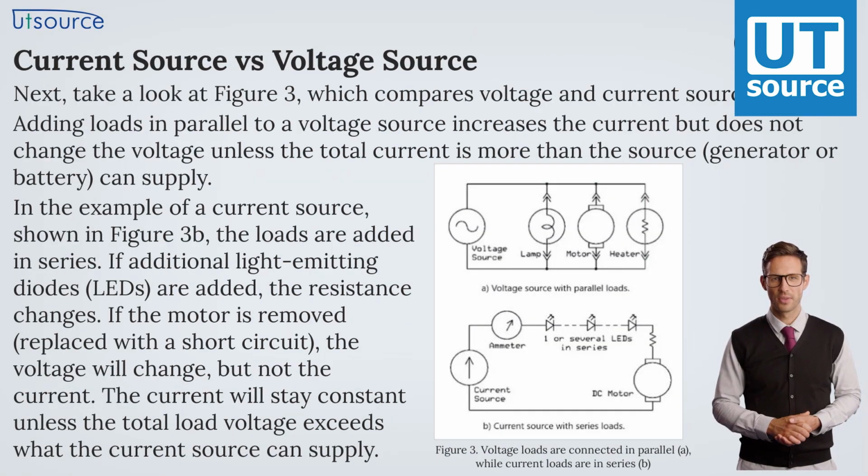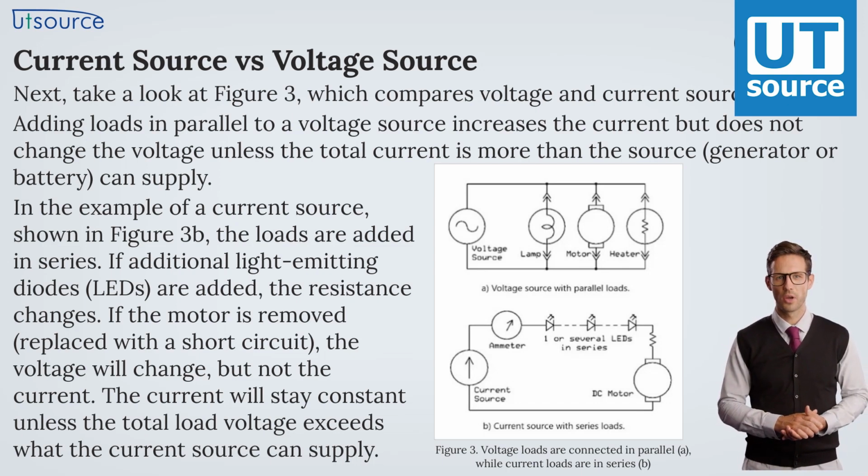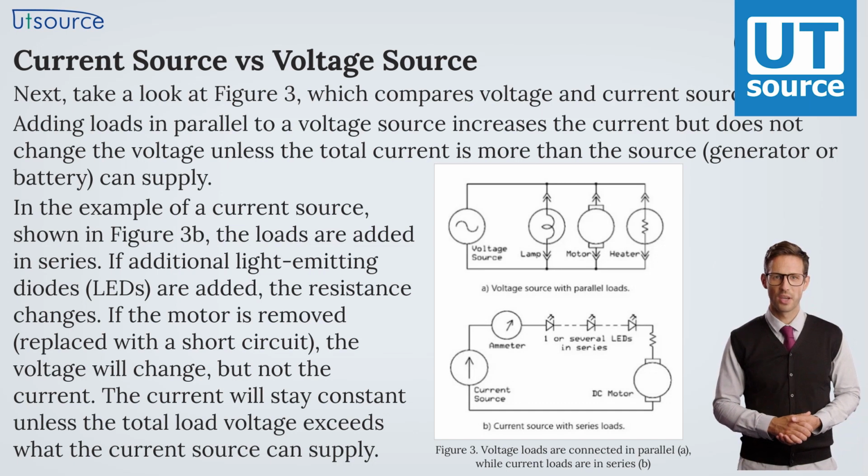Current source vs. voltage source. Next, take a look at Figure 3, which compares voltage and current sources. Adding loads in parallel to a voltage source increases the current but does not change the voltage unless the total current is more than the source, generator, or battery can supply.